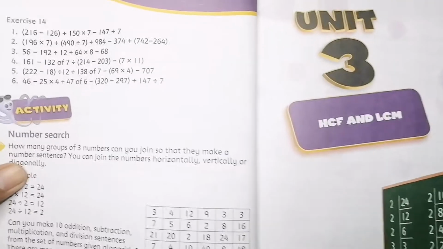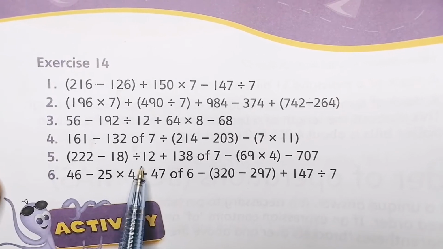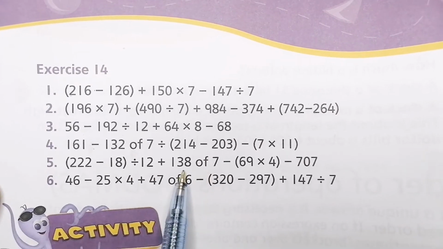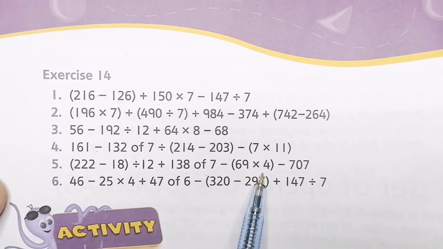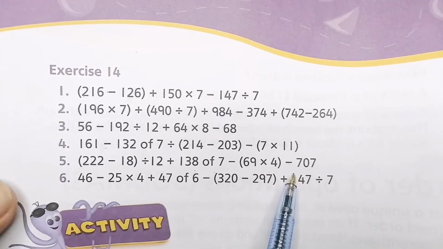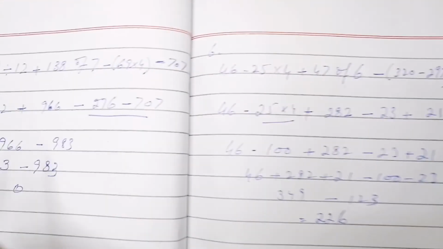Okay, now question number 5. Here a bracket is given in the beginning, division is given, and then again 'of' is given, the concept of 'of', minus 69 multiplied by 4 minus 707, right? So here you can see question number 5.